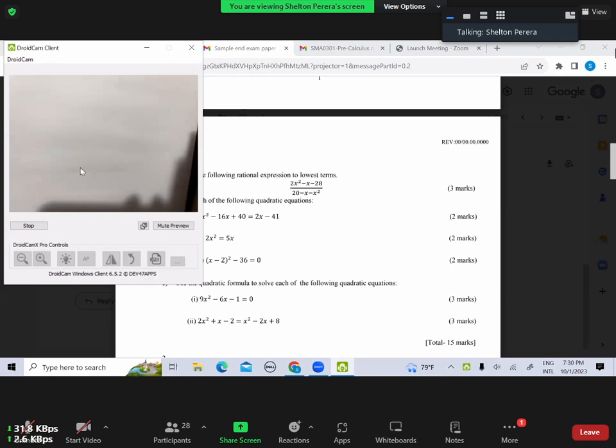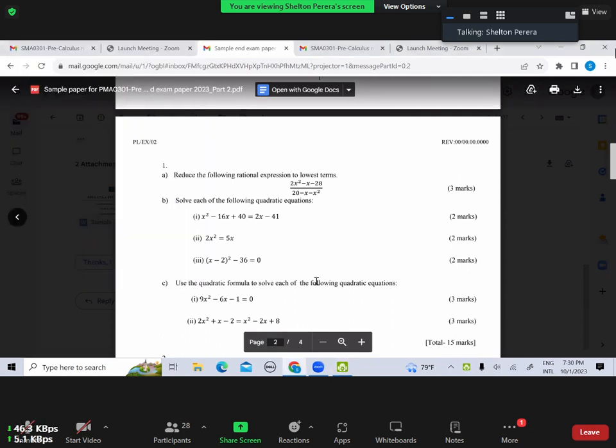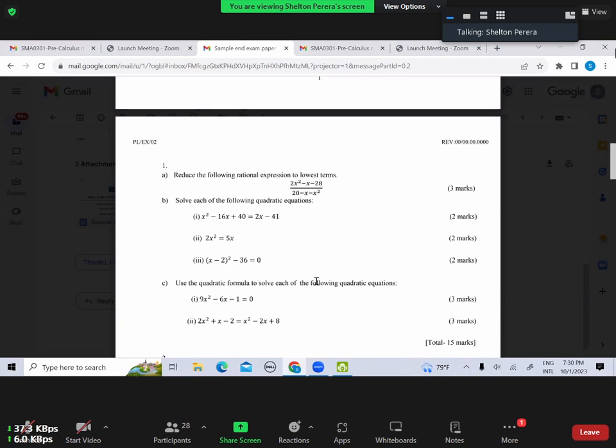Okay. Now go to part C. Part C says, use the quadratic formula to solve each of the following quadratic equations. There are two of them that will finish question number 1.